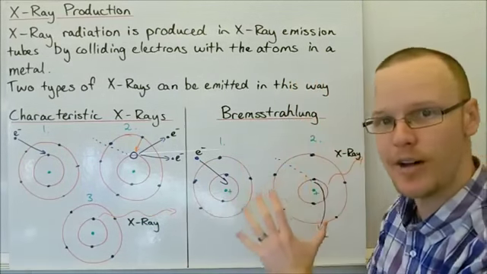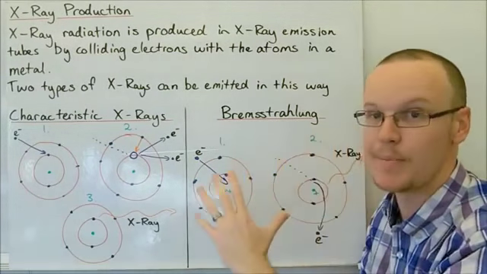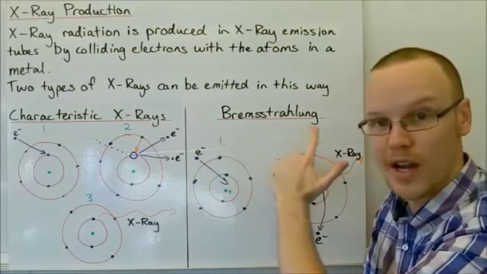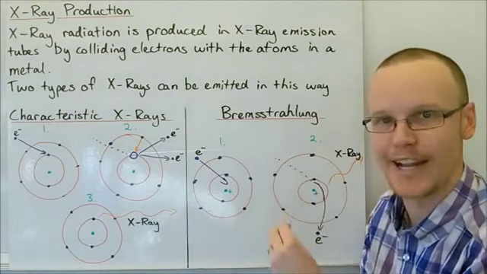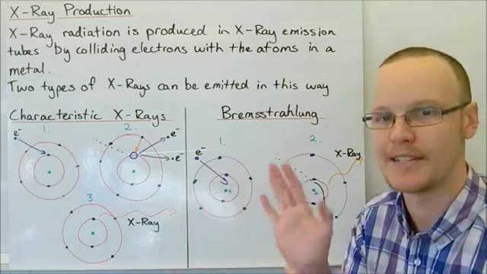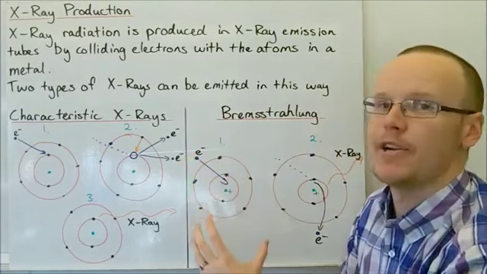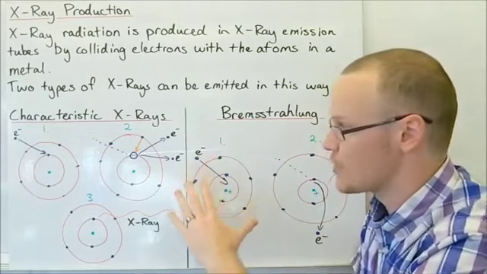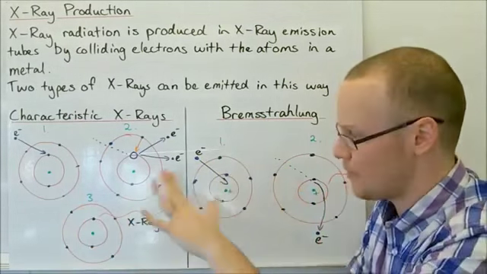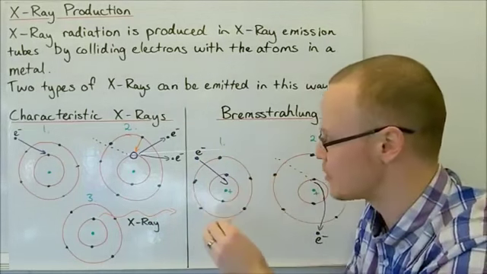The second type of X-ray that can be produced is called Bremsstrahlung. Bremsstrahlung is a German word. It means braking radiation, braking as in slowing down. So in this scenario, the electron isn't stopped necessarily. The electron isn't knocked out. It doesn't interfere with any part of the atom in the metal.